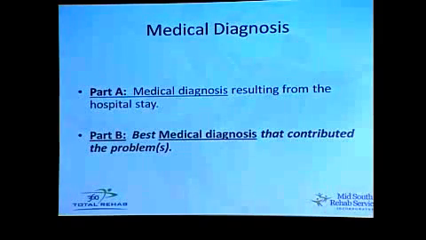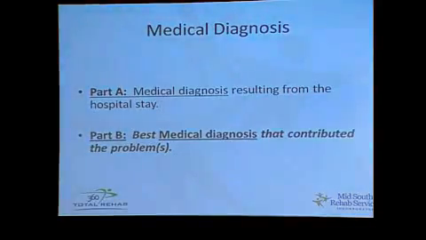For a Part B, the medical diagnosis should be the one that best contributes to the problem that you're working on. So you can pick whatever you want, okay? You should choose a diagnosis that you think contributed to the problem the patient has. For example, if you're working on contractures, you probably want to choose osteoarthritis or rheumatoid arthritis or something like that. Yes?